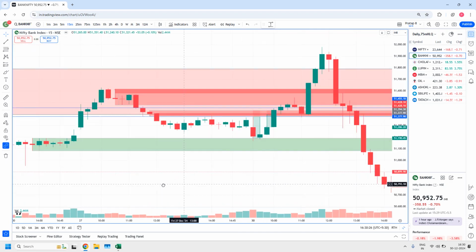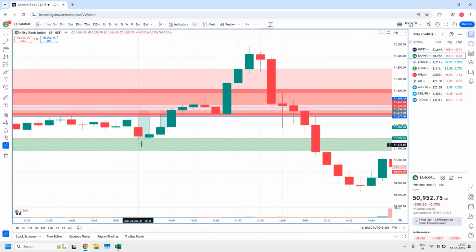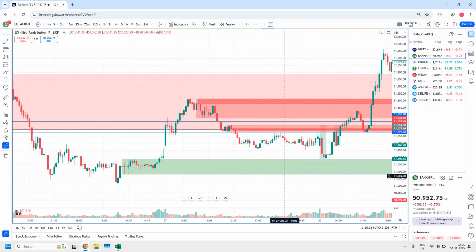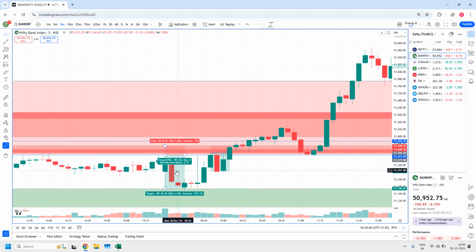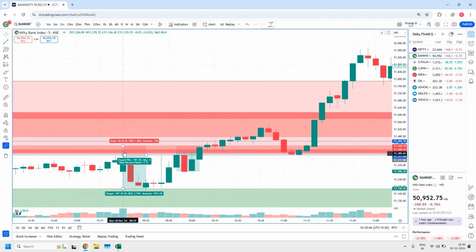So this is the 15 minutes target. Today prices started from here, reached, and again pushed back up to here. This is the 5 minutes target. This is the 5 minutes chart. We got 1:3.7 RR from this area, from the entry buffer area till this 15 minutes target.